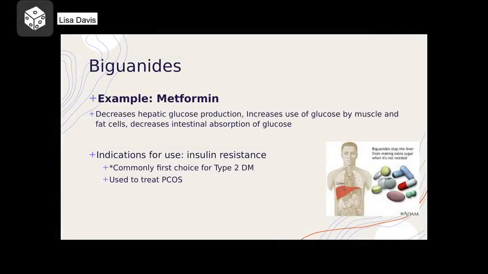Our next class are biguanides. So biguanides, our example drug is metformin. Metformin's probably the most common choice for oral antidiabetics for type 2 diabetics. We use metformin quite a bit.